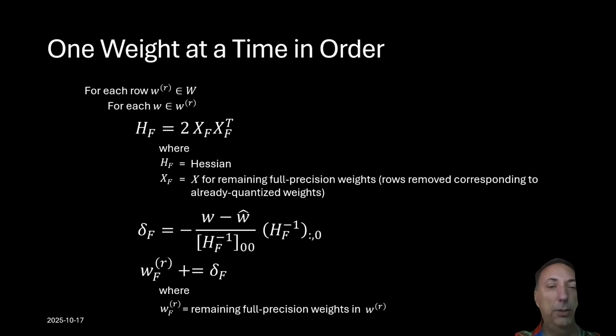Now, the reason we use the Hessian is because it's very good at detecting correlations. So the general idea here is that if we have an error, if this w minus w hat is large, we want to distribute that to columns that are similar or correlated to the column that the weight is from.